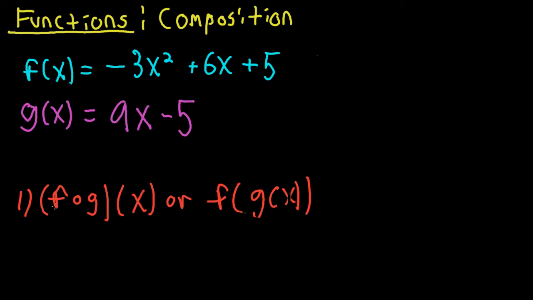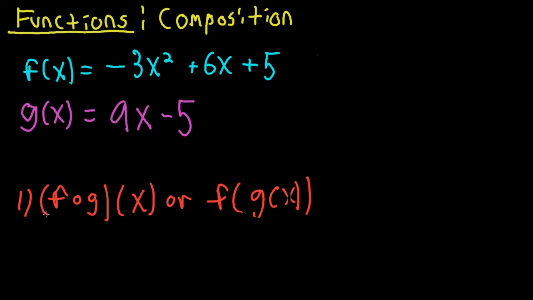Our first problem is asking us to find f of g of x, or f of g of x. These two notations mean the same thing. So just remember, when you see that open dot right here, that means composition. So let's get started. We're going to be looking at it from left to right.